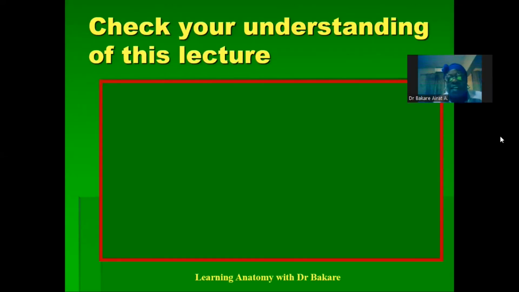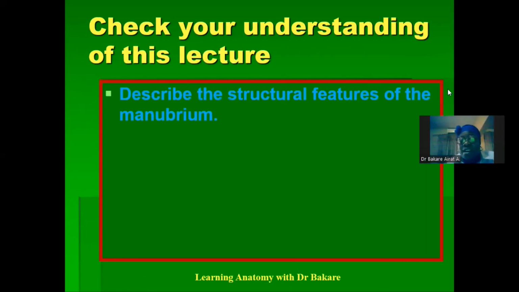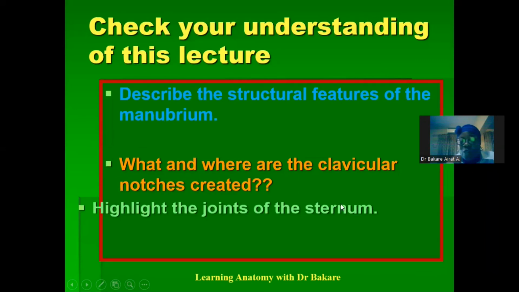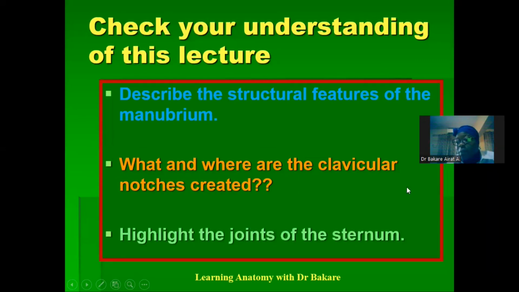So we can check our understanding of this lecture through the following questions. The first one is to describe the structural feature of the manubrium. This we have adequately explained in this lecture. The second question is what and where are the clavicular notches created? So this is like a 2-in-1 question: what are the clavicular notches and where are these notches created? Then the third question is to highlight the joints of the sternum. We've also stated that the joints of the sternum can either be within the structural component of the sternum or with the surrounding structures.